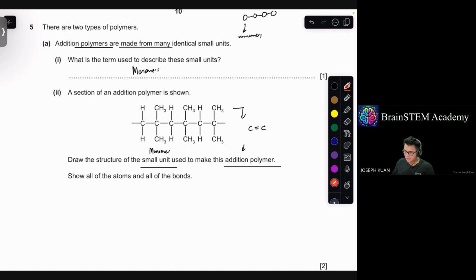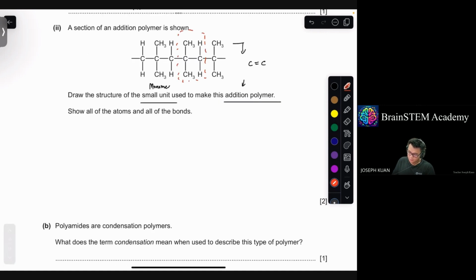All right, so let's figure out the repeating part first. The repeating part is this one. Let's draw that out anyway. C, CH3, H, CH3, and H. Okay, that's the repeating part. That's not the monomer. The repeating structure is this one. Now, all you need to do is convert these two single bonds into the double bond at the center. Like this. All right, so that will be the monomer structure.